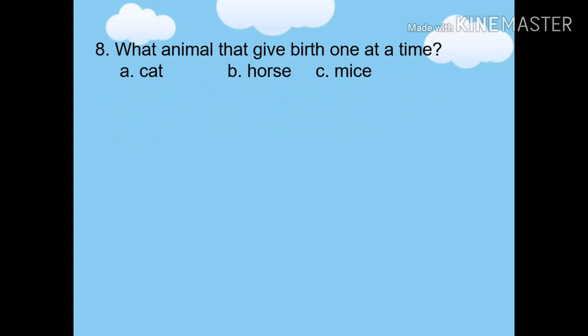Number 8. What animal gives birth one at a time? A. Cat, B. Horse, C. Mice. Again, what animal gives birth one at a time? A. Cat, B. Horse, or letter C. Mice.